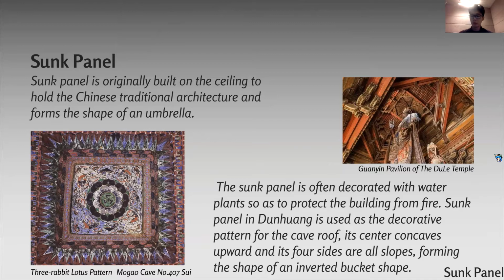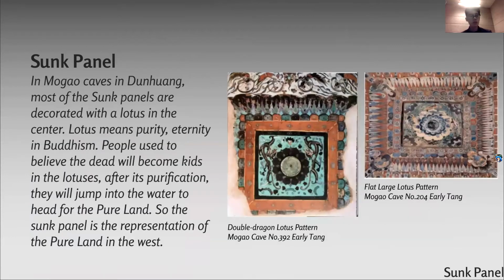And the sunk panel in Dunhuang is used as the decorated pattern for the cave roof. Its center concaves upward, and its four sides are all slopes, forming the shape of an umbrella. And in the Mogao caves in Dunhuang, most of the sunk panels are decorated with a lotus in the center.